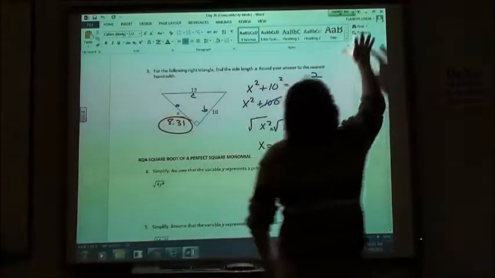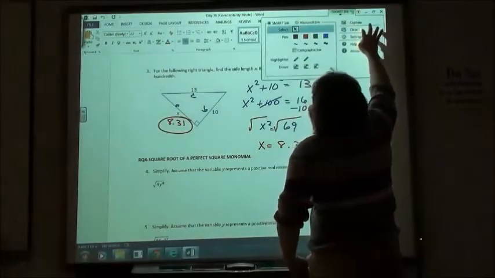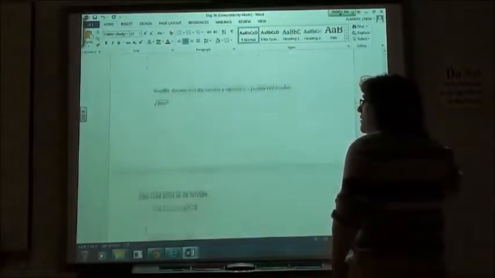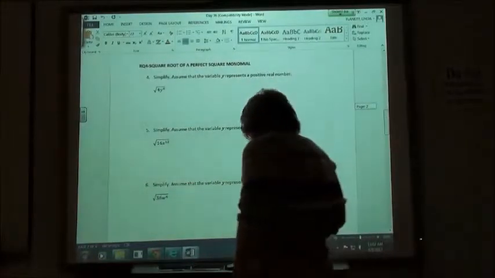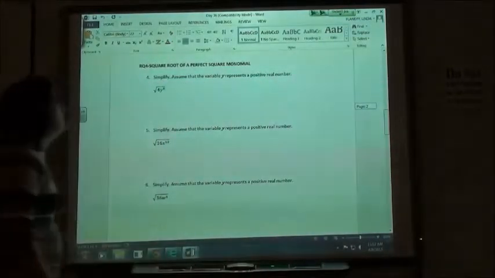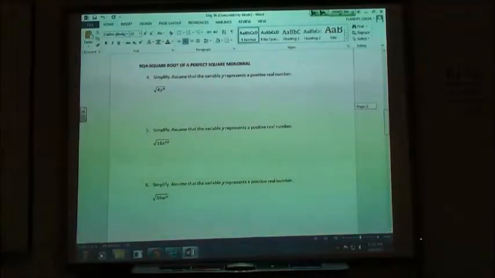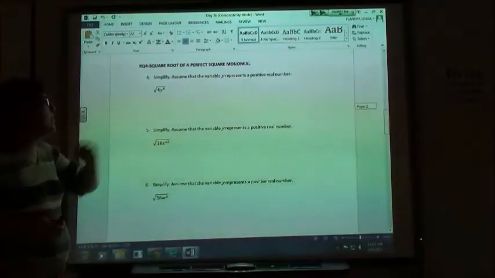Now we're going to get into simplifying some radical expressions, things with square roots. Number 4, we are doing the square root of a perfect square monomial. In other words, this should come out to a perfect square. When I do the square root, I'm thinking, what times what gives me this answer?